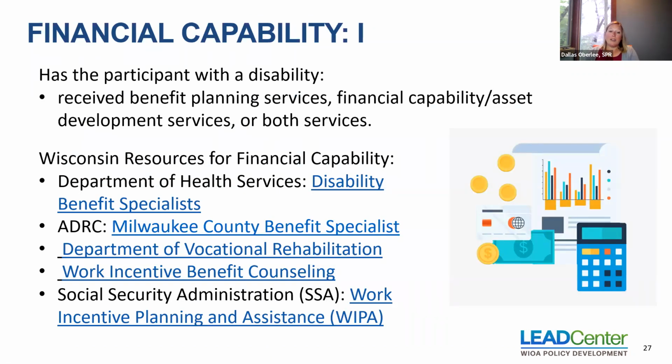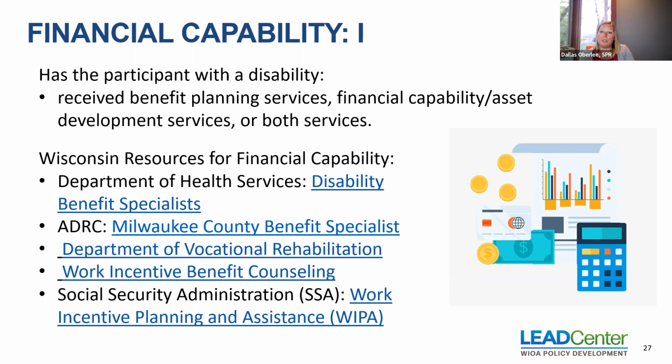The next one is financial capability. So you're going to be looking to see if an individual with a disability has received benefit planning services or, a term that it's financial capability or asset development services. So benefit planning services are services that help individuals who receive public benefits, such as SSI, which is supplemental security income, or SSDI, which is social security disability insurance, to help them understand how their benefits may change when they obtain a part-time or full-time job.